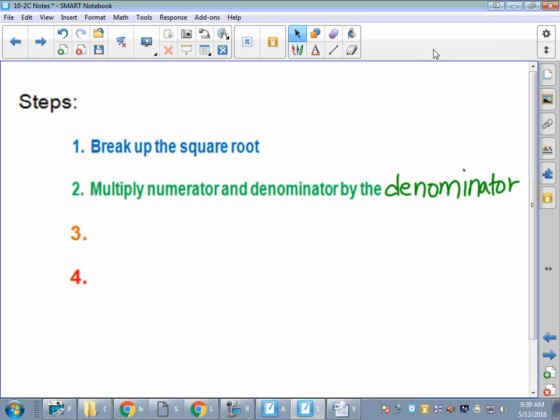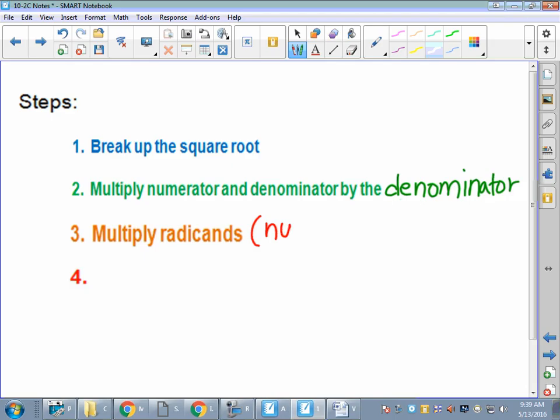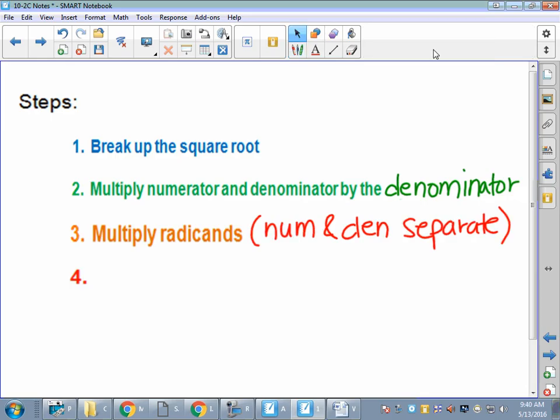Because anything over itself is 1. So we're just changing what it looks like, but we're not making changes. Just like an equation, if we add 1 on one side, we have to add 1 on the other. If we multiply by a square root of xyz in the denominator, we multiply by a square root of xyz in the numerator. Once you do that, you multiply your radicands. I'll put numerator and denominator separate. You multiply across the top, you multiply across the bottom. They have become separate problems. And last but not least, simplify.